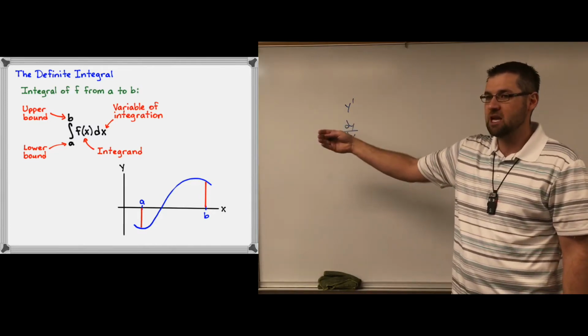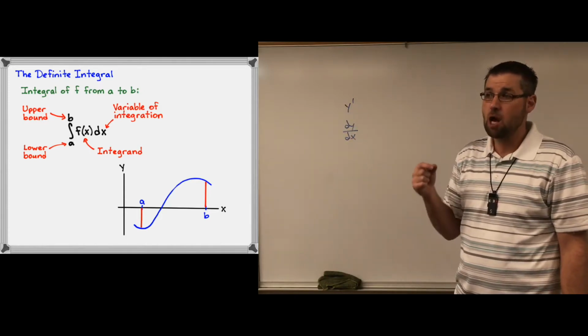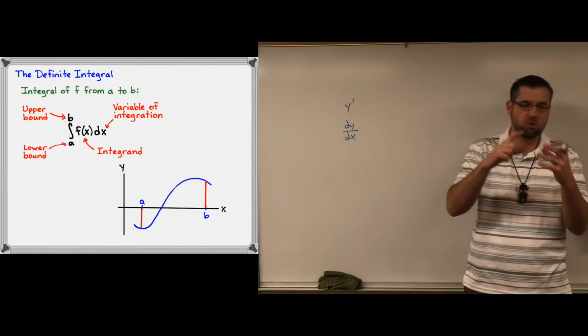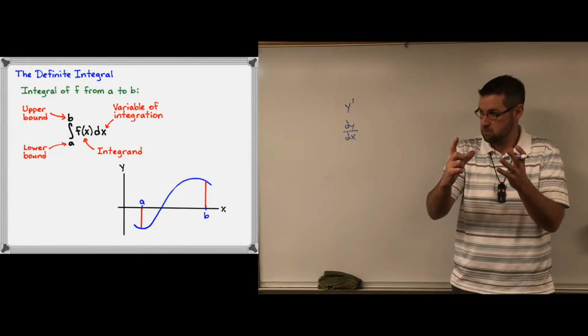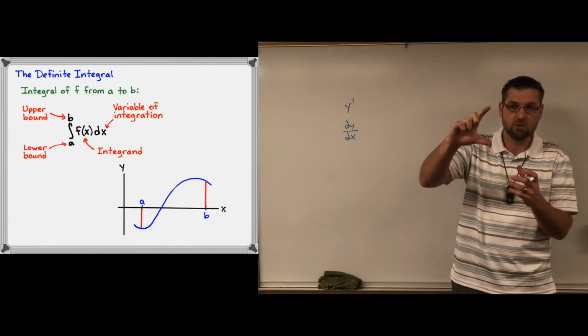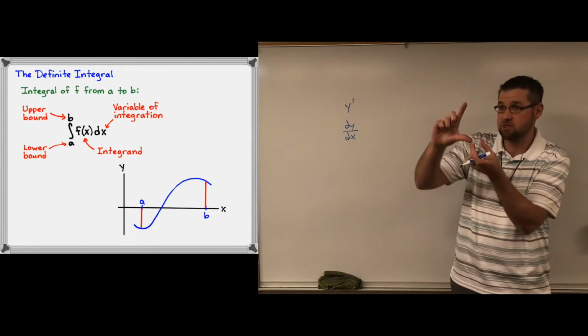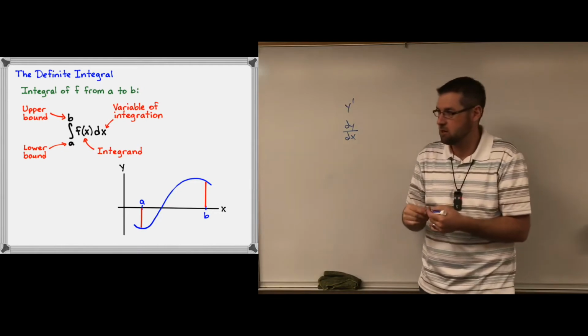Dx tells you you're taking the integral with respect to x. But it also tells you, going back to what this actually is, we're finding the area of rectangles. F of x represents the height in those rectangles, and dx in this case represents the width. So that's what it means in terms of the area.